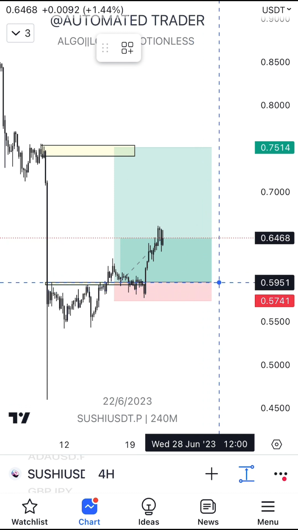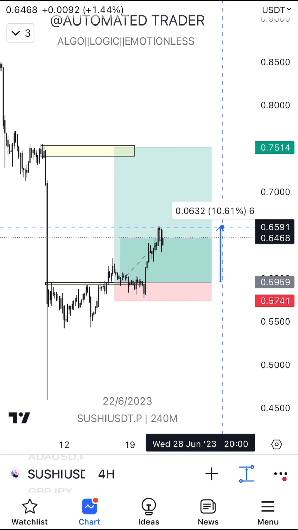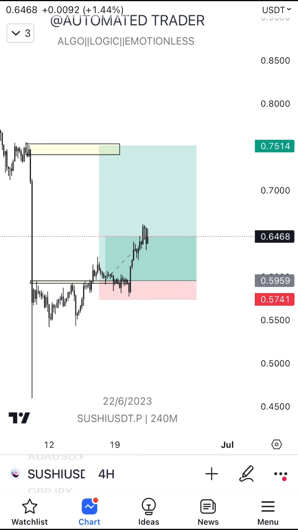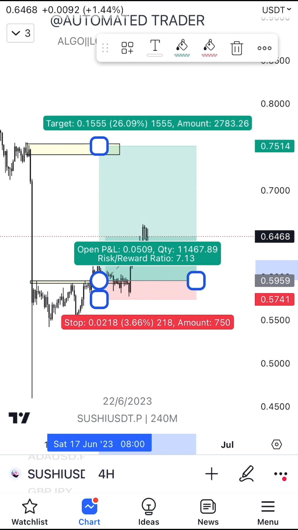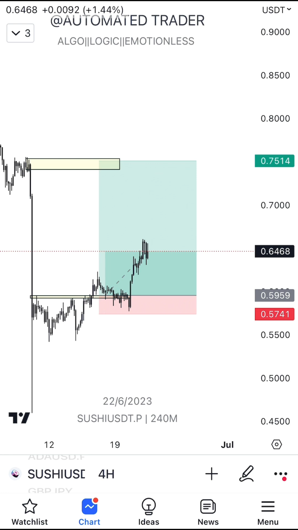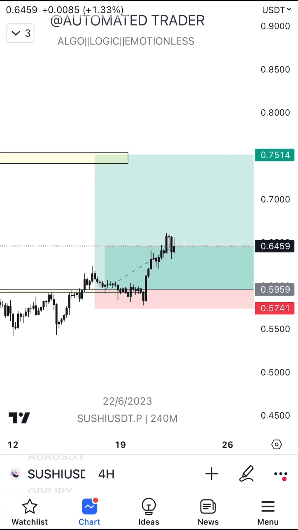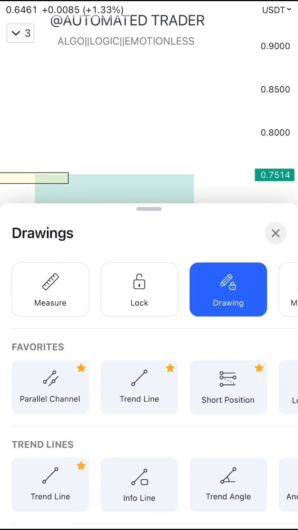Okay, let me check. We are up like 10%. Okay, so we have covered like a 1:2 ratio. I entered this trade at 60 something percent on 10x, and that's where I closed my position, at 60 something percent. So yeah, it's a good one. And then I'm also planning to get a re-entry somewhere here at the take profit zone.